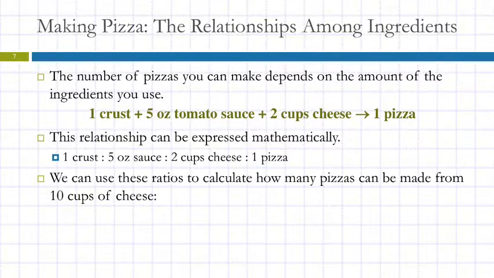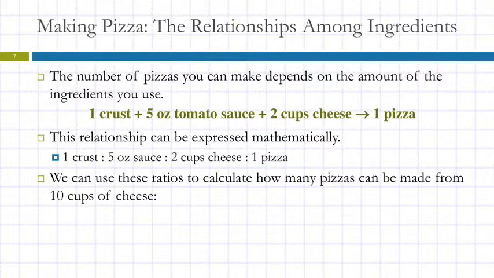And what we're going to do here is, using something that we're familiar with, we're going to look at how we relate those numbers so that then we can apply it to something that is strange, like the combustion of octane. So from this equation, we get a ratio, 1 crust to 5 ounces of sauce to 2 cups of cheese to 1 pizza. And so we can take any 2 of these things and have a ratio and relate the quantity of one to the quantity of the other.